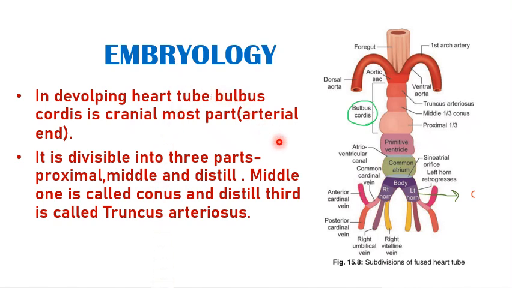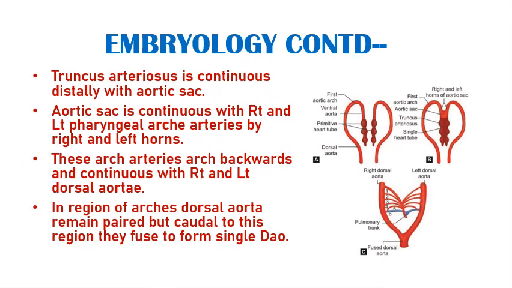In the developing heart tube, the bulbus cordis is the cranial-most part. It is divided into three parts: proximal one-third, middle one-third and distal one-third. The distal one-third is called truncus arteriosus. Truncus arteriosus is continuous distally with the aortic sac.